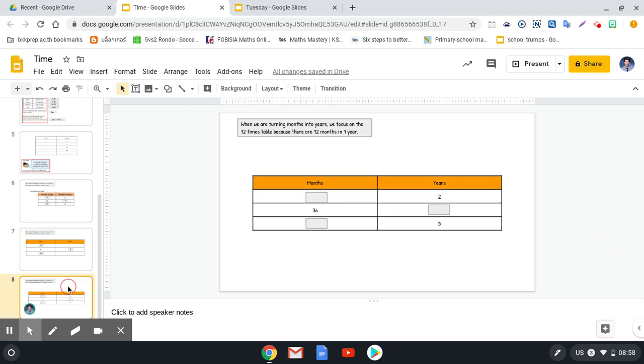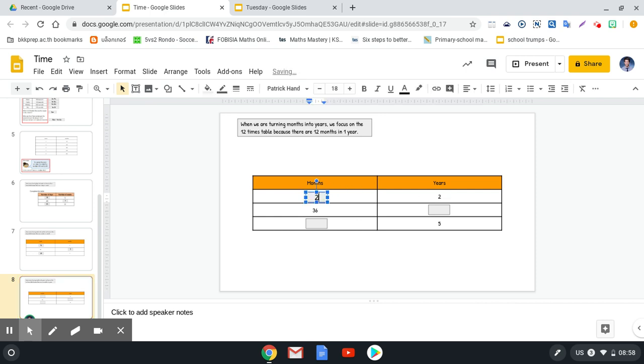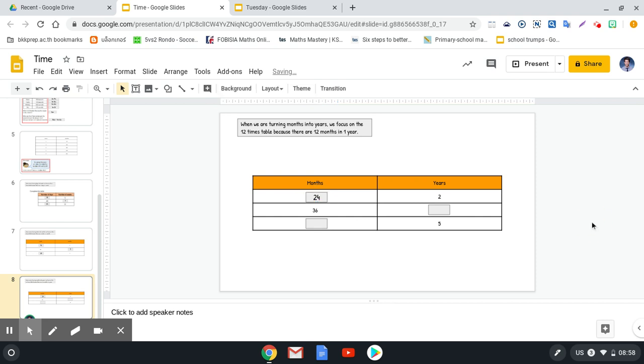Right, finally, we're going to be turning months into years and years into months. And this time we're going to focus on the 12 times table because there are 12 months in 1 year. So if I'm given the number of years, which is 2, I can multiply by 12, which is 24. So 2 years is the same thing as 24 months.